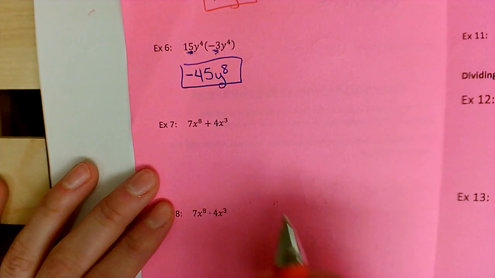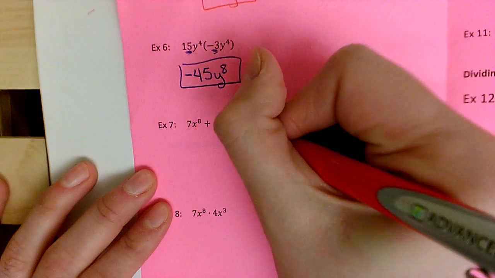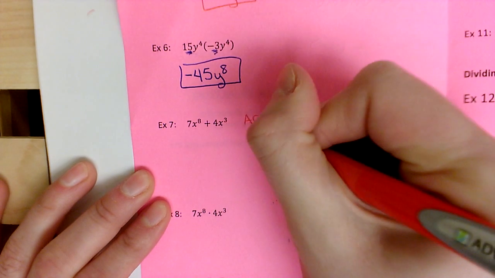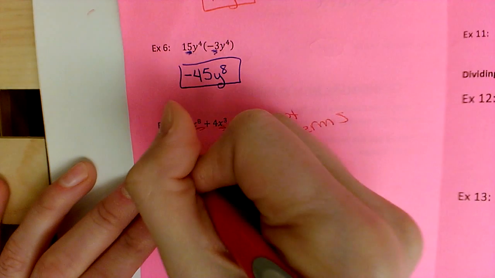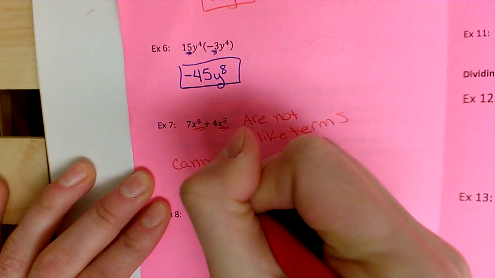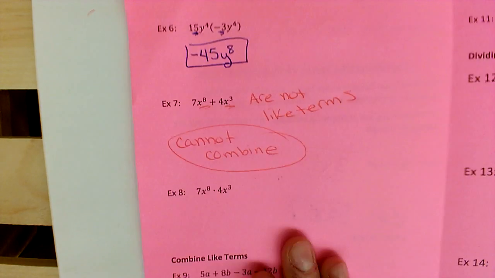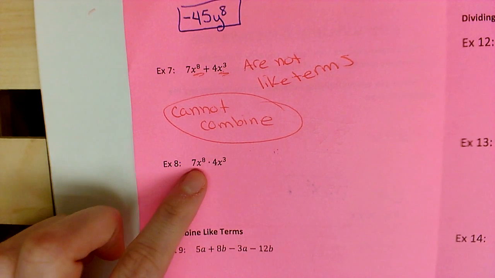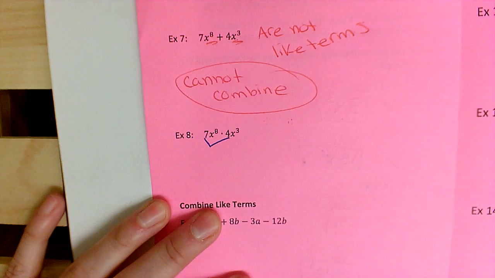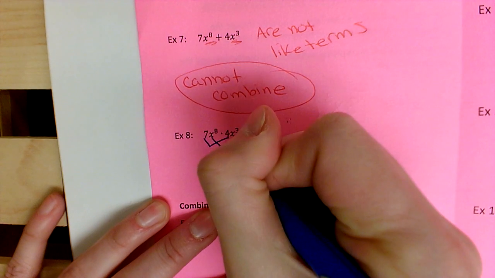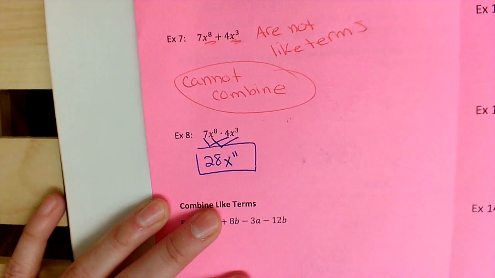Look down at example number 7. I've got x to the 8th power and x cubed. Now, guys, these two things are not like terms. They do not have the same letter raised to the same exponent, so we cannot combine them. I can't do anything else to that problem. It's just staying the same. But when you look at example number 8, it does not matter when you're multiplying two terms if they have the same exponents. So I can still multiply 7 and 4 and get 28. X to the 8th power and x cubed altogether gives me x to the 11th power. I just add their exponents.